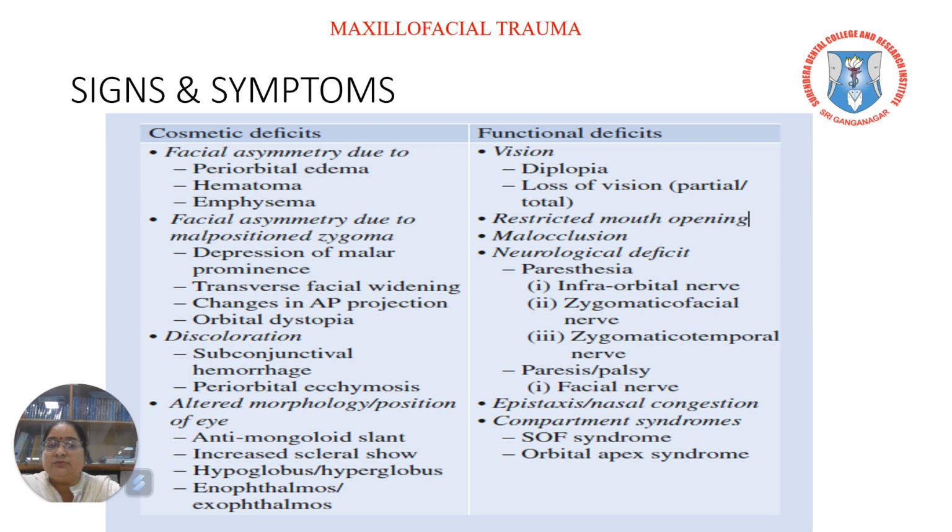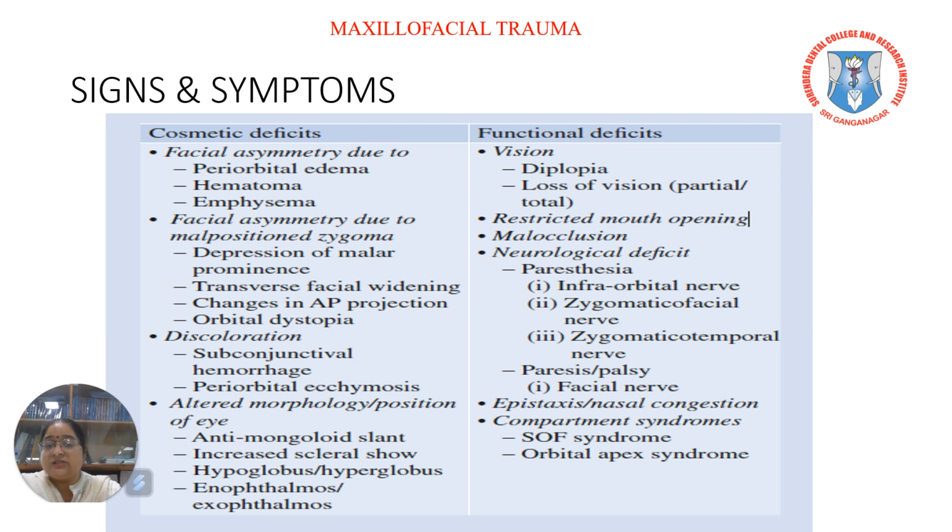Now, what can be the signs and symptoms of a zygomatico-maxillary complex fracture? We can have signs and symptoms according to cosmetic defects or functional deficits. According to cosmetic deficits, first of all, we can have facial asymmetry due to periorbital edema, then hematoma, emphysema, then facial asymmetry due to malposition of the zygoma, that is a depression of the zygomatic bone or malar prominence.